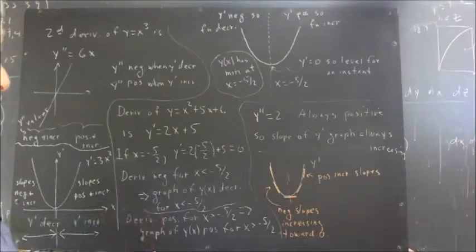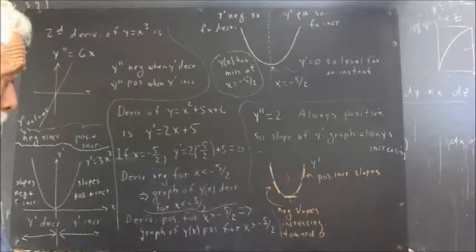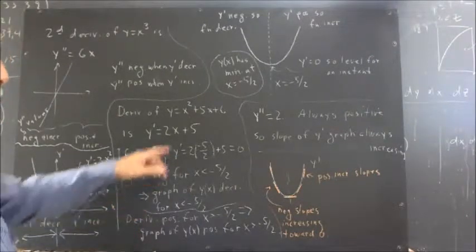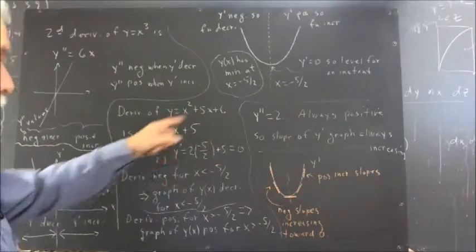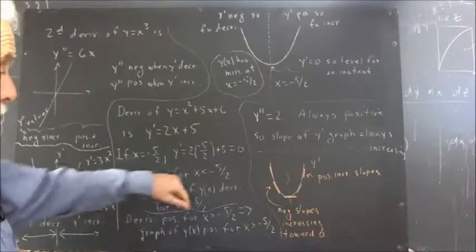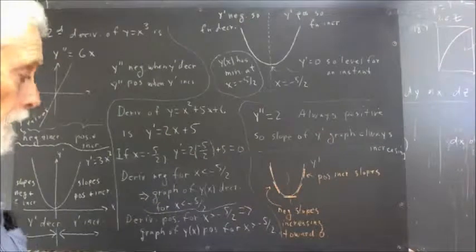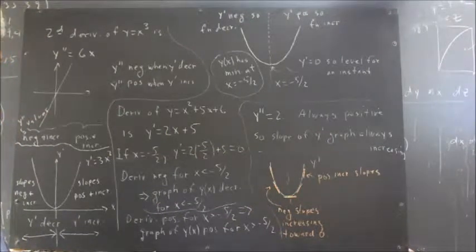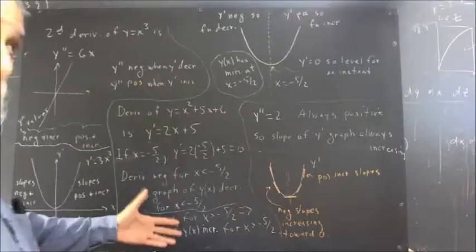What does that tell us about the graph of the function? It tells us the graph of the function is decreasing for x less than negative 5 halves. And then if we set the derivative greater than 0 and solve, we get x greater than negative 5 halves. The derivative is positive for x greater than negative 5 halves, so the graph is, well, the graph isn't positive, the graph is increasing for x greater than negative 5 halves. Let me correct that.